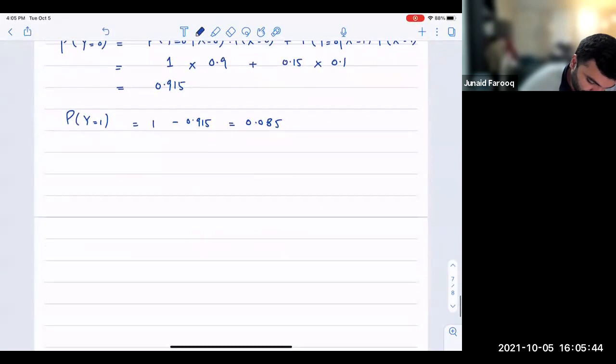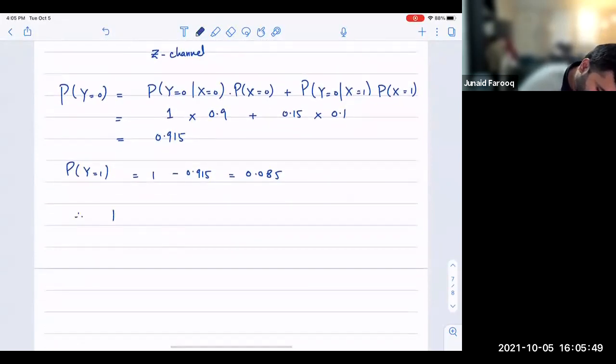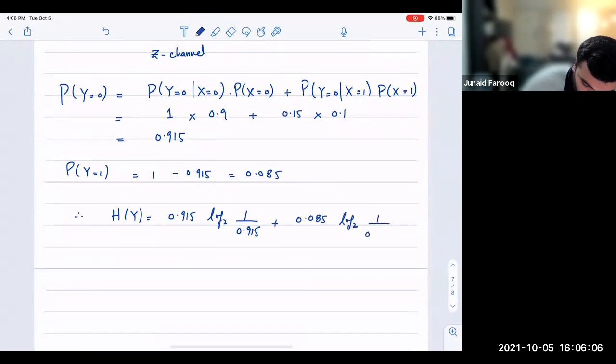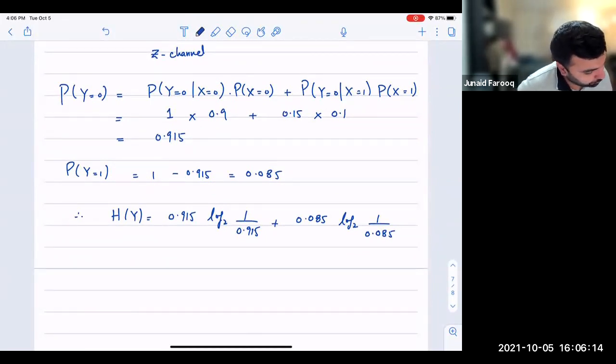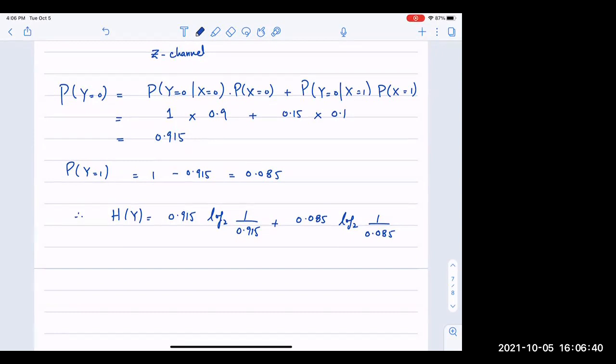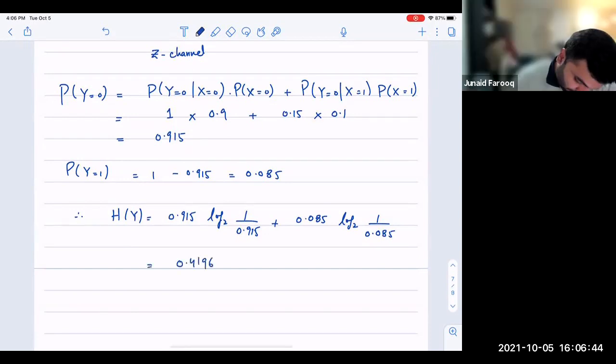Okay, perfect. So that's the first part where you can go ahead and compute the H of Y, and that's 0.915 log 2 1 over 0.915 plus 0.085 log 2 1 over 0.085, and that turns out to be, we compute it right away, I got 0.4196. Let me just quickly verify this.